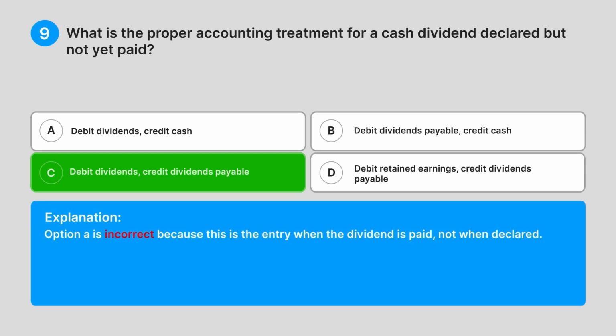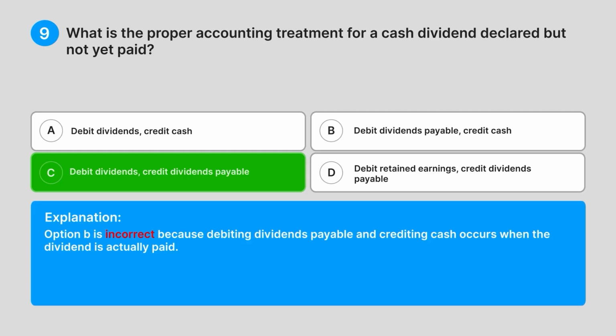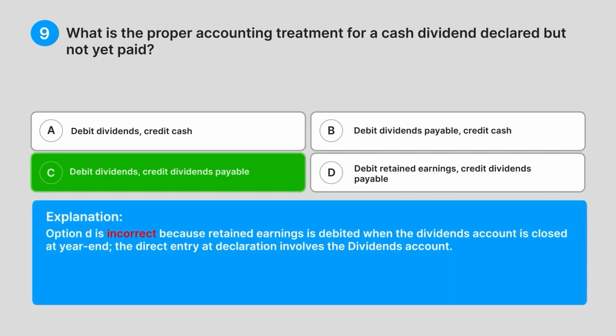Option A is incorrect because this is the entry when the dividend is paid, not when declared. Option B is incorrect because debiting dividends payable and crediting cash occurs when the dividend is actually paid. Option D is incorrect because retained earnings is debited when the dividends account is closed at year end. The direct entry at declaration involves the dividends account.